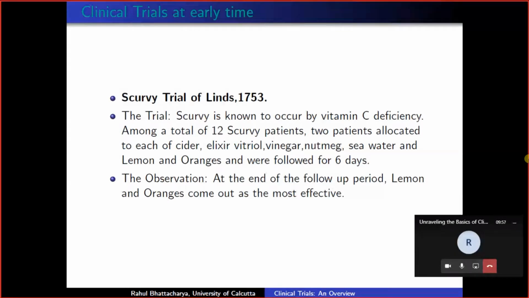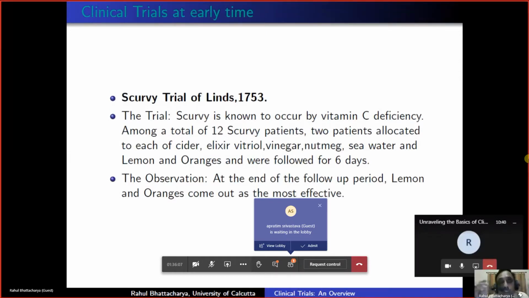And since we know that scurvy occurs by the deficiency of vitamin C, we find that lemon and oranges are most promising, and the same was observed by Lind. He found that at the end of the follow-up period, lemon and oranges came out as the most effective. So it was a clinical trial of more recent times, but not in the name of clinical trials. It was for the patients, just to get some idea how to treat patients with some substance which has some effect on scurvy.